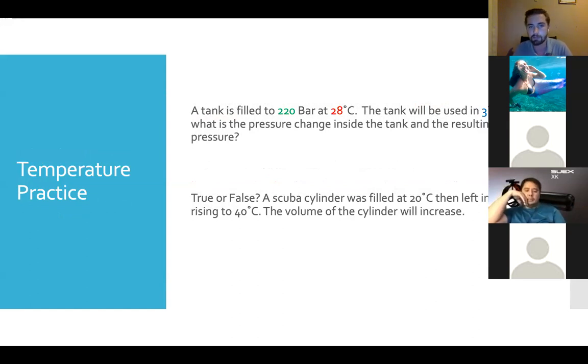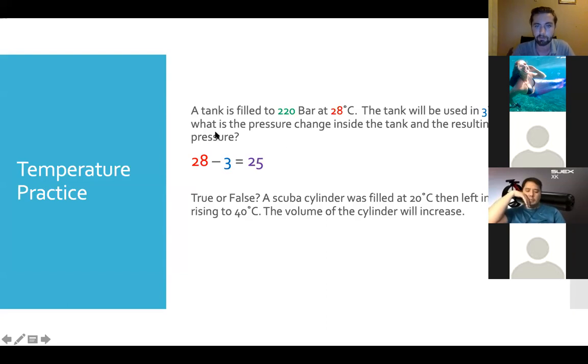Okay. So just for example here, if a tank is filled to 220 bar, and the temperature where this tank is filled is 28 degrees, and then we're going to hop into 3 degrees Celsius water. I don't know why you would. I avoid cold water diving because I'm a wolf. We can actually calculate what the pressure change inside that tank will be.